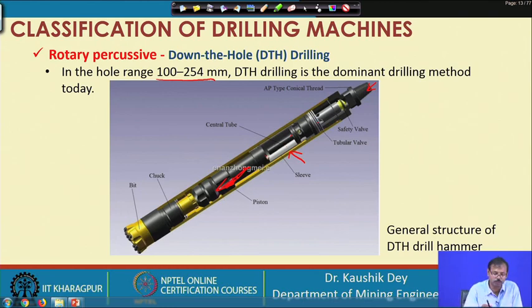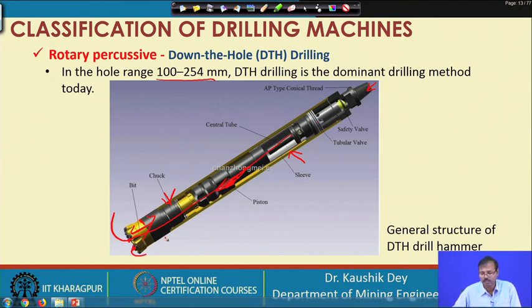This is the central tube, which allows the movement of this one. This is the chuck, which is holding the piston, and the bit is fitted in the mouth. Along with the movement of the piston, the bit is also being moved in the forward and backward direction. Two to three holes are placed in the mouth of the bit, through which the compressed air will come out and flush the media.